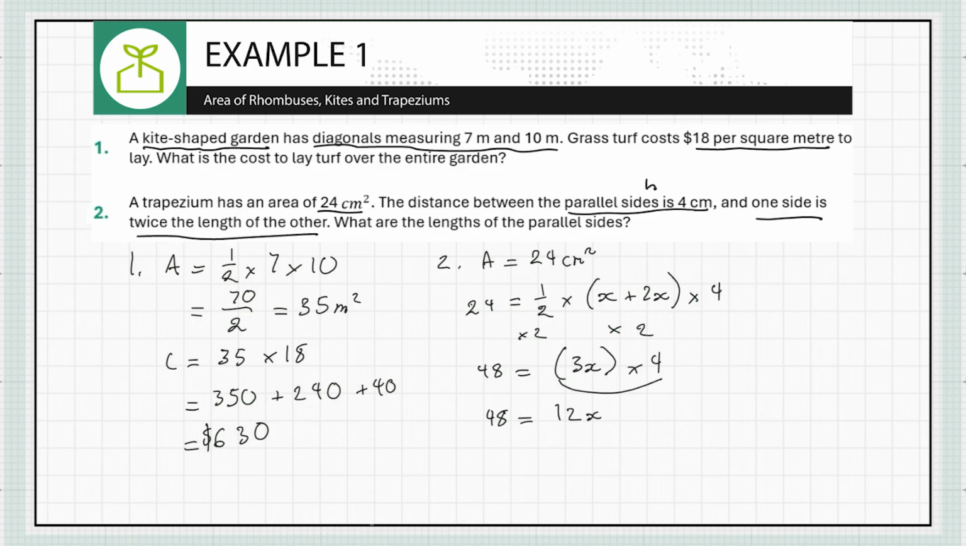So 12 groups of x is equal to 48. So if I divide both sides by 12, I will end up with x is equal to 4. And that means that the short side is equal to 4 centimeters, and the long side will be equal to 8 centimeters, because the long side is double the length of the short side.